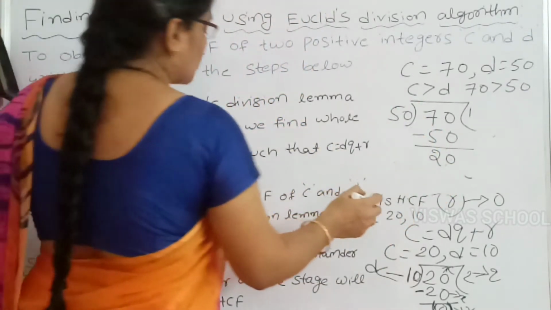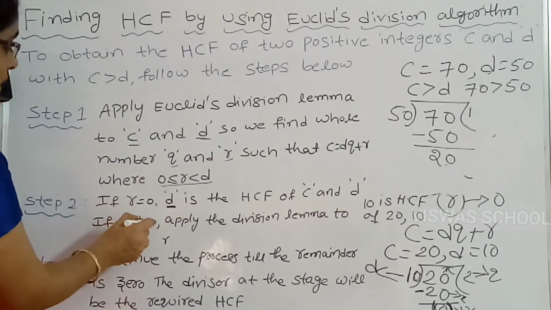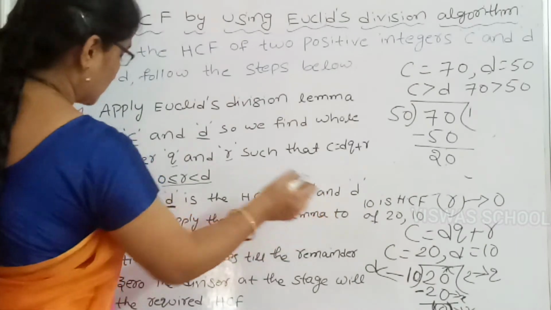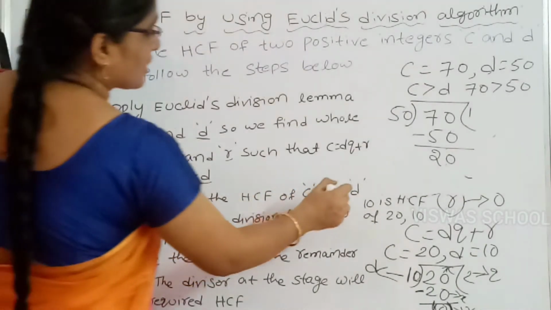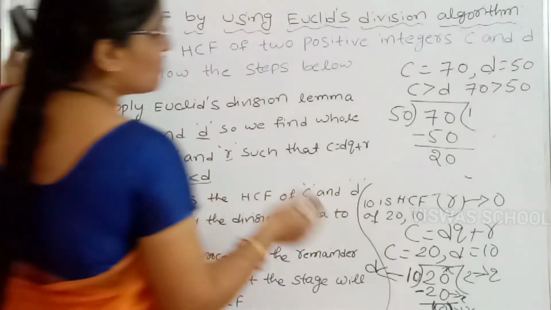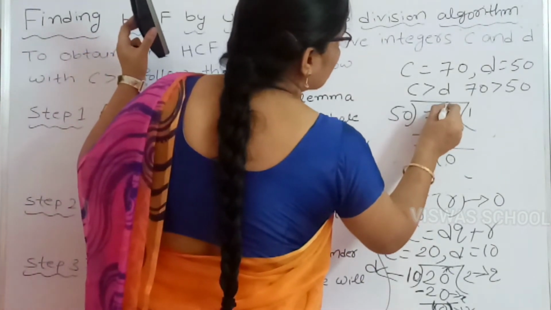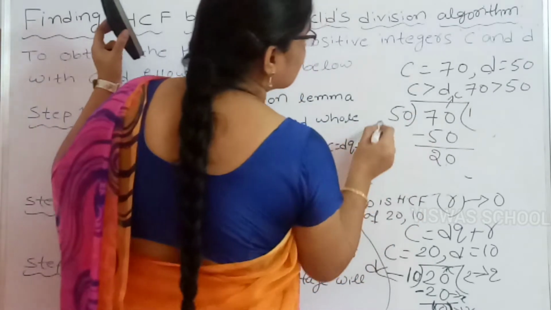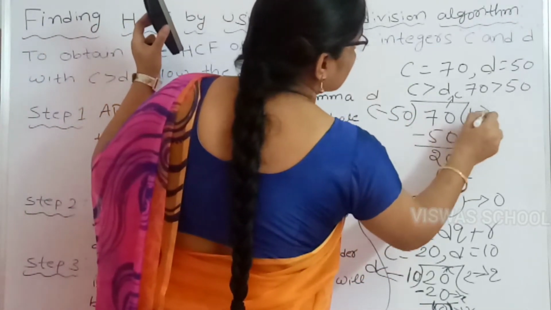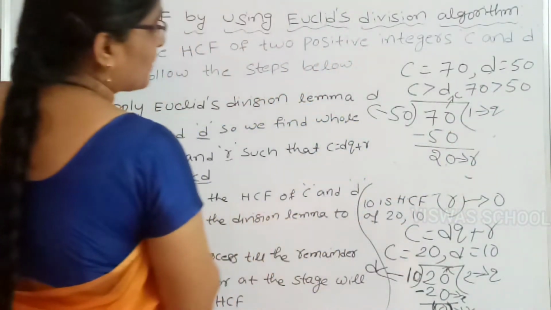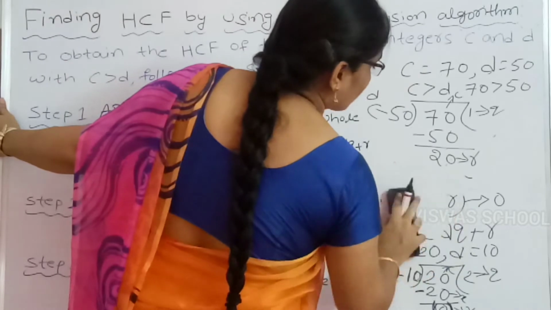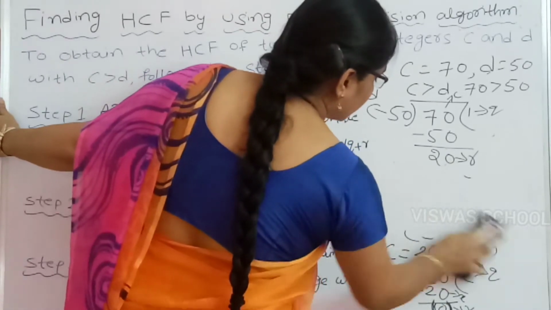Now what do we have to do? Here r is not equal to 0, so apply the division lemma to d and r. That means apply the division lemma to d and r. See our values: this is c, this is d, this is r, and this is q. We have to apply the division lemma to which numbers now? d and r.